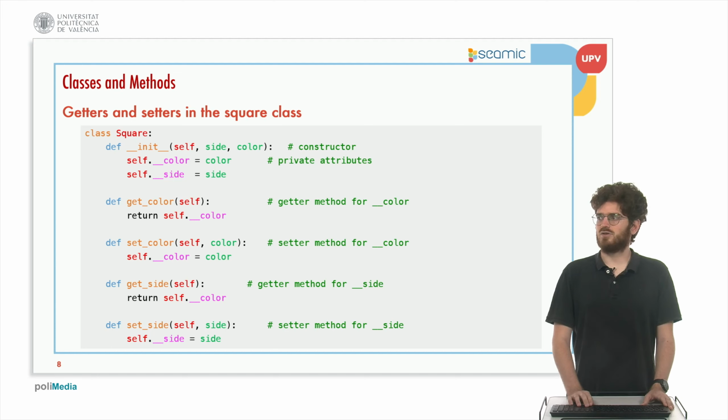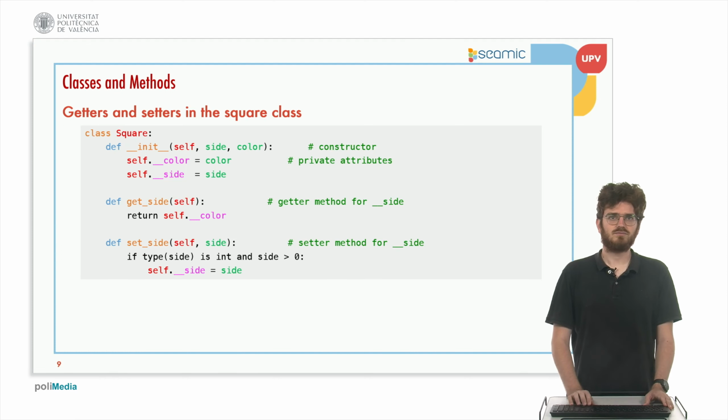And in this case, we're just checking and either returning or setting the value, but we could use these getter and setter methods to do more complicated operations. For example, check that the color is actually a real color that exists instead of a random string of characters, and for example, that the side is positive. If we do so, then we can have a bit more complex getters and setters.